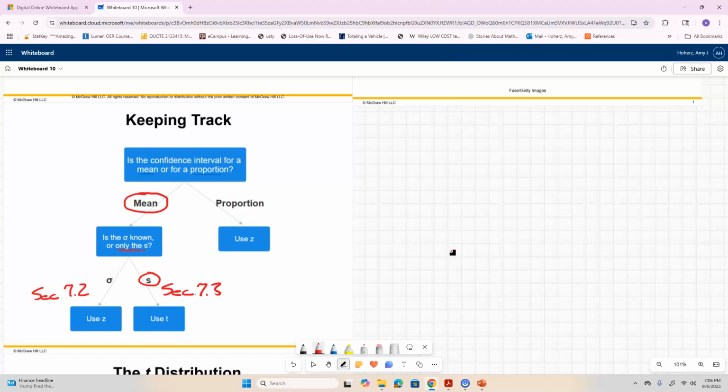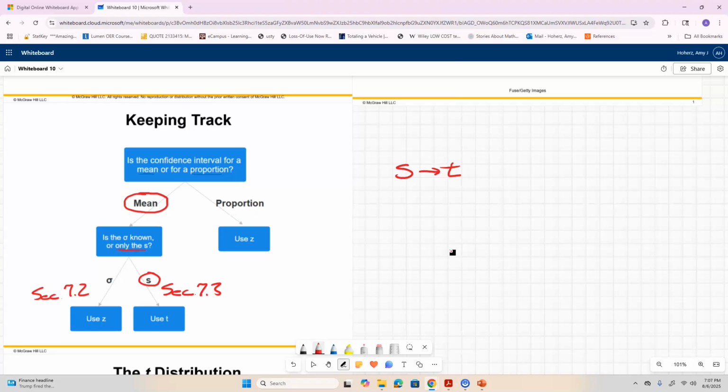And I had a student that kind of came up with this, and I thought it was rather clever. They said, I always remember that if you have an S, then you're going to use T, just like T follows S in the alphabet. So T comes after S. If you have an S, then you use T, because S-T-U-V, like in the alphabet. I thought that was rather clever.